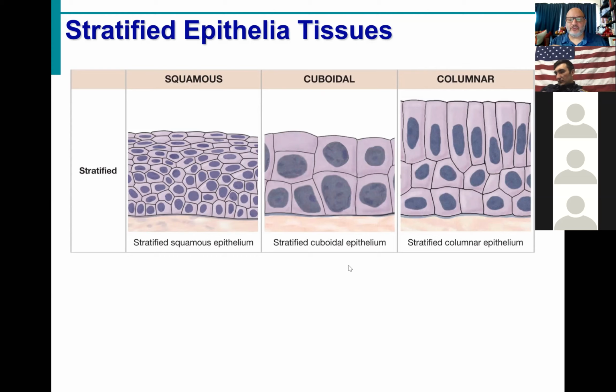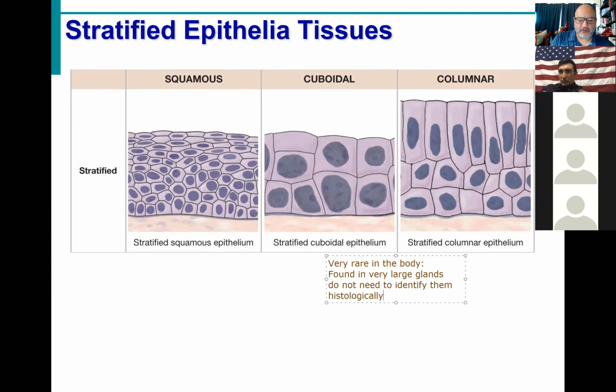Because these 2 tissues are very rare in the body. They are typically found in one place and one place only. They're typically found in very large glands. And that's it. They're just found in very large glands. That's really the only place where we find them. Okay? As such, I am not holding you responsible. You do not need to identify them histologically on the lab exam. All right?